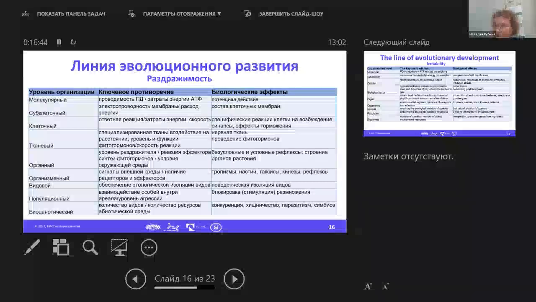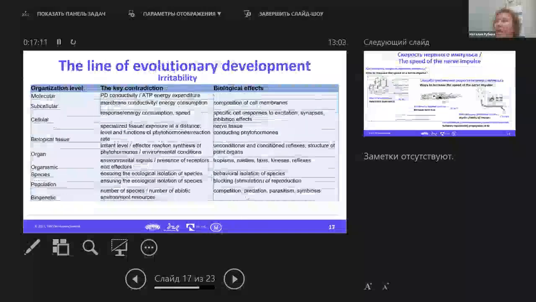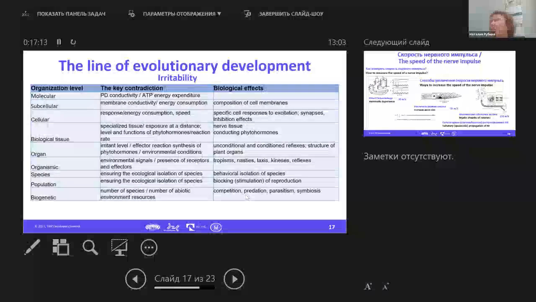At the population level, for example, it's the blocking and stimulation of multiplication. On the level of biocenosis, it's phenomena like competition, being a predator, parasitism, symbiosis, and so on. So, using our classification, we can trace the complication of the realization of every specific attribute.